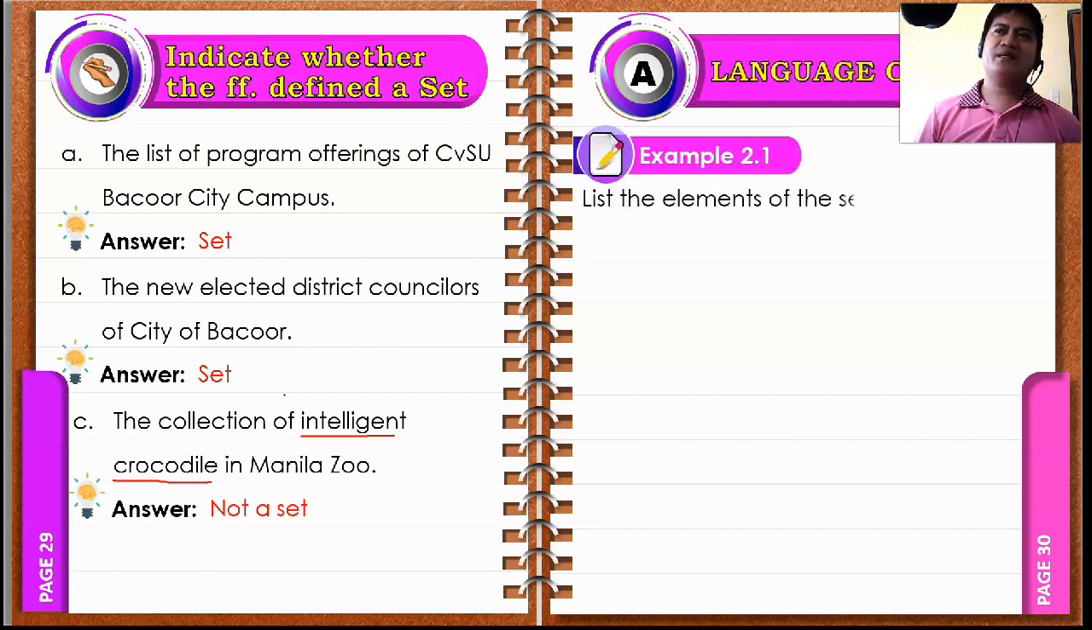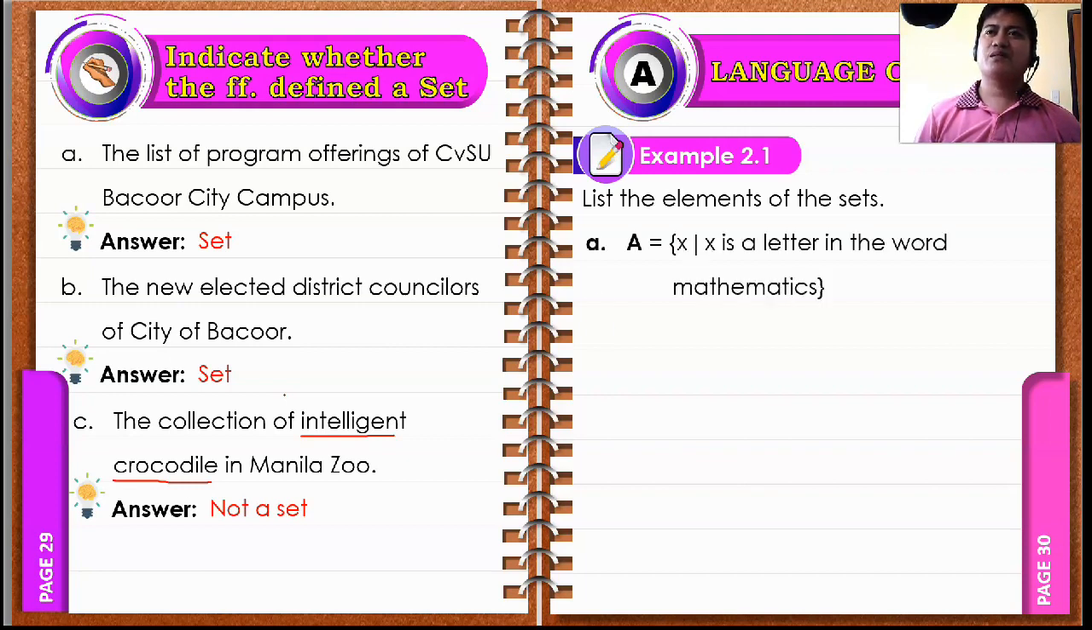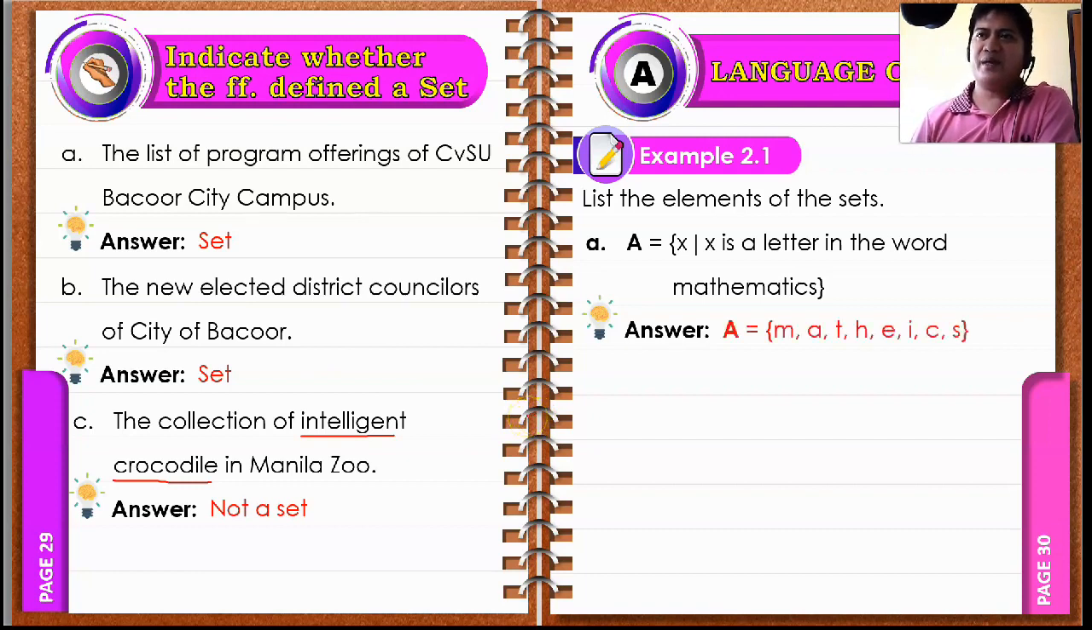Okay, so let's have some more examples of sets. List the elements of the set. Set A equals the set of all x such that x is a letter in the word mathematics. In this example, the answer is M, A, T, H, E, I, C, S. Take note that in the word mathematics, M appeared 2 times, T also appeared 2 times, but you will only write 1, because if M is already a member, you don't need to put another M. You only need to put it once.